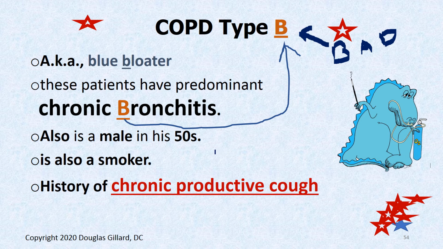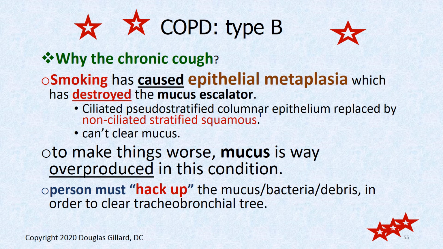These are also males in their 50s. They're also smokers. These guys have a problem with a cough. They have a hacking morning cough, and the gunk that comes out of the lungs is green. It's foul smelling, and yeah, that's what they have. These are really heavy smokers.